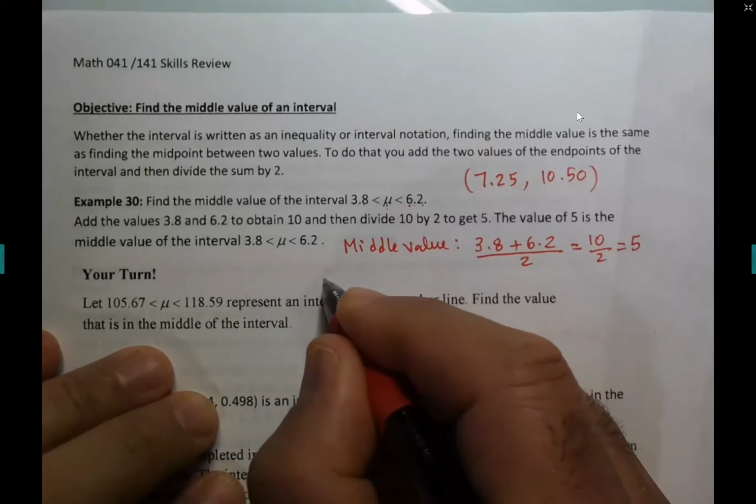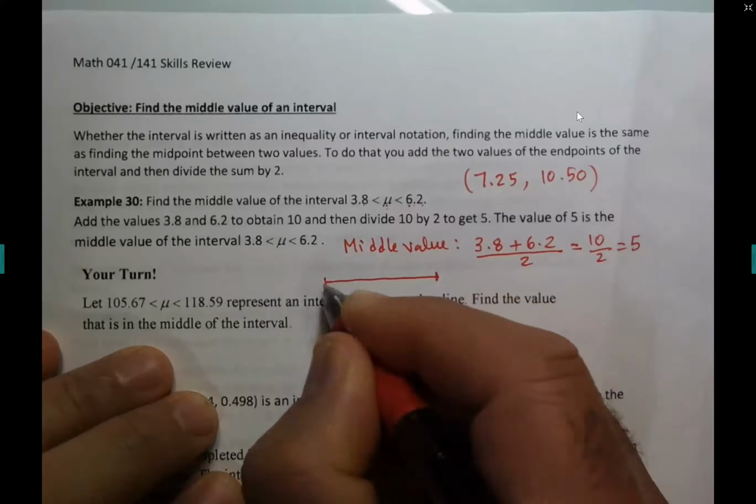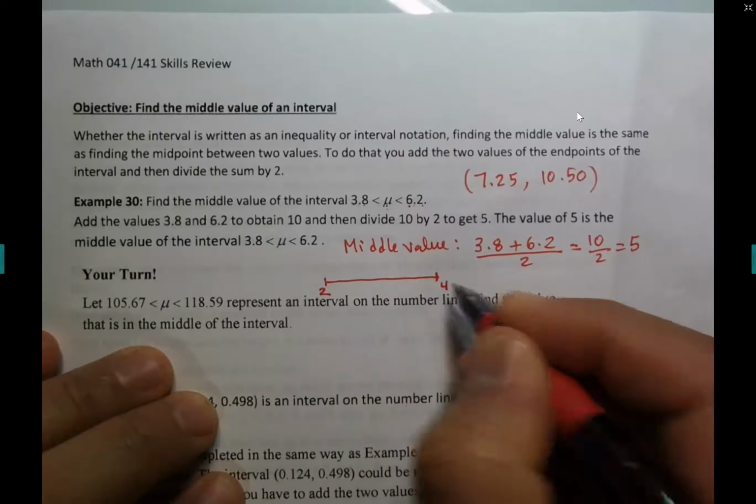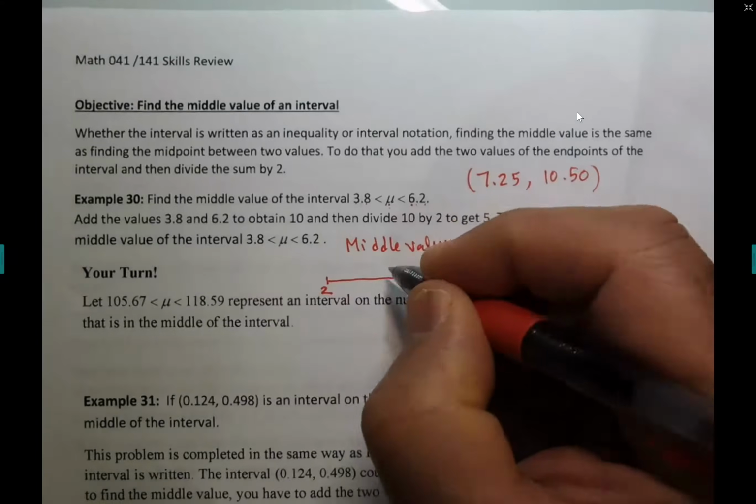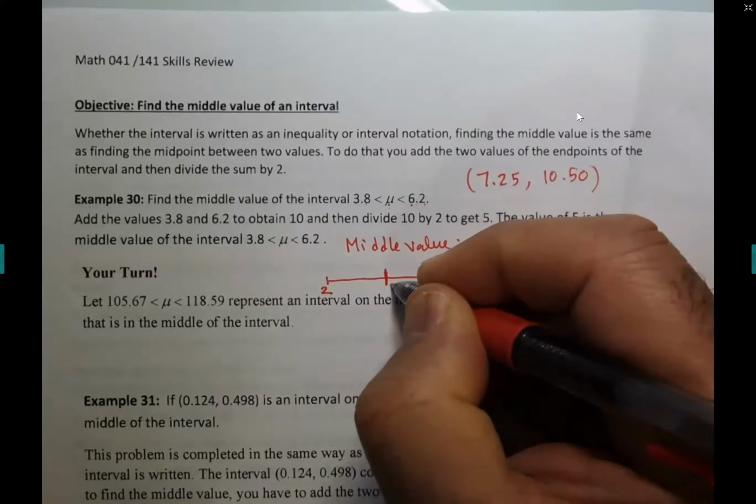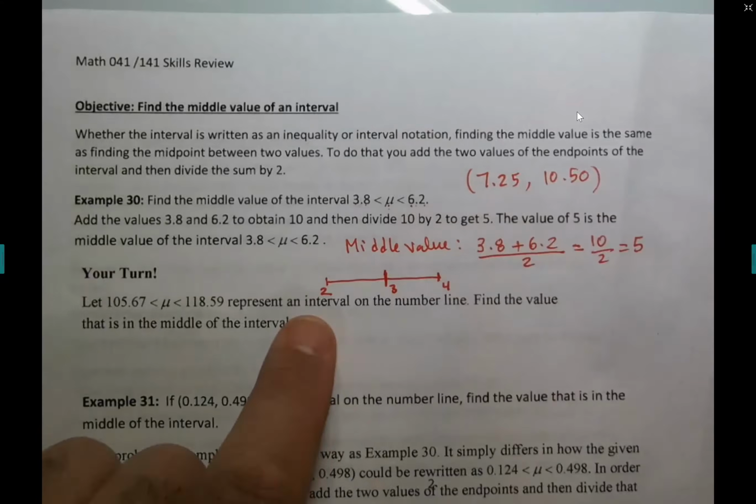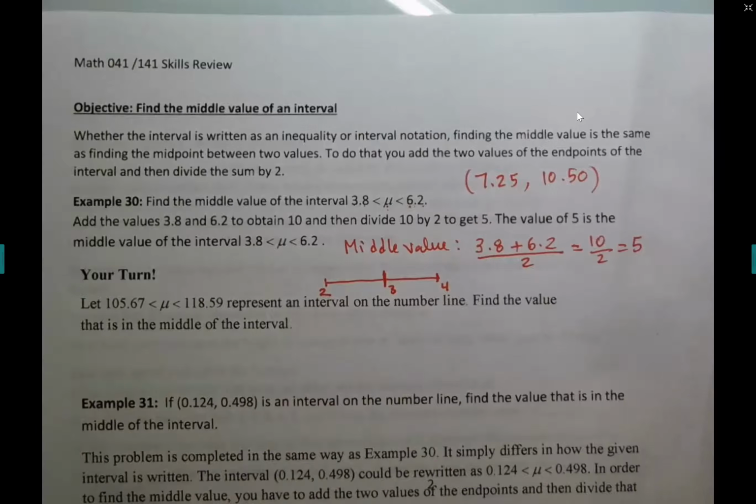And let me show you a sketch, guys, that makes it make sense to you. Watch. This is 2, this is 4. This is the interval from 2 to 4. Where is the middle between 2 and 4? Does everyone agree that it's the point 3? Because 3 sits right in the middle, right here. Now, let's say what you said, guys, makes sense. If you add 2 plus 4, what do you get? 6. If you divide it by 2, what do you get? 3. That makes sense. So you can see a visual that it makes sense to add up the lower bound and the upper bound and then divide by 2.